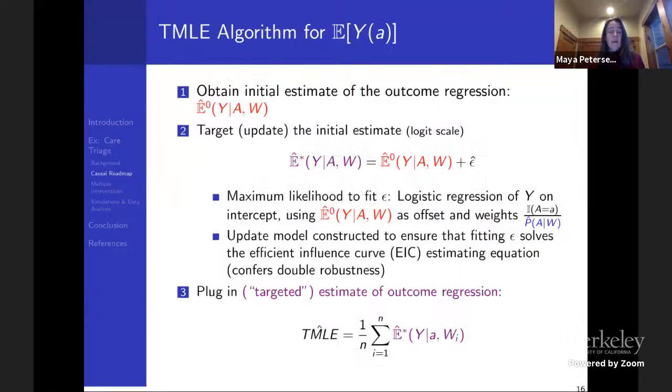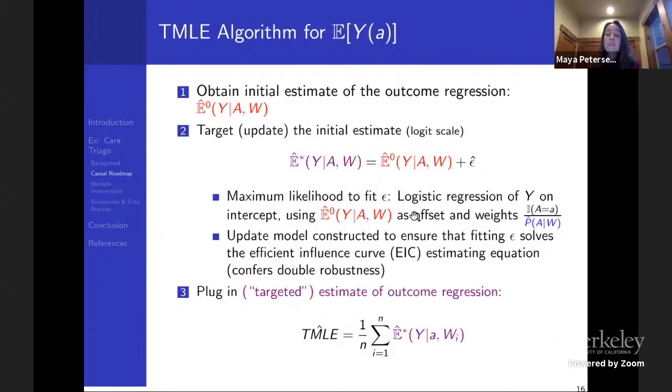So with that under our belts, we have an initial estimate of our outcome regression. We then are going to target it. In this particular algorithm, we are targeting on the logit scale, using maximum likelihood to fit an intercept. So we do a logistic regression of the observed outcome on the intercept using our initial estimator as an offset. Importantly, what are we doing here? We're taking that initial estimator and moving it. We're going to fit that epsilon, that shift, if you will, using maximum likelihood.